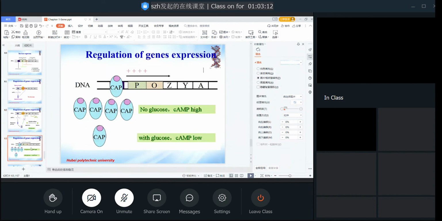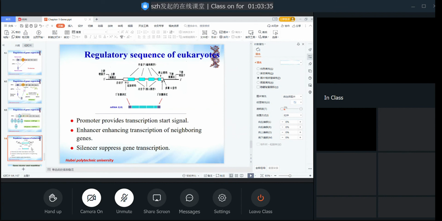Another thing you can see here, with low glucose, cAMP is very high, and at that time the CAP protein is enhanced and bonds to the CAP protein binding sequence and enhances the transcription. So here, this is the PPT. Another slide you can see listed here summarizes the regulatory sequences in eukaryotic organisms.